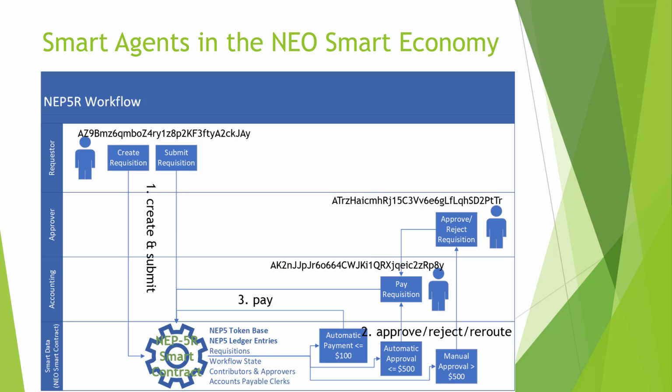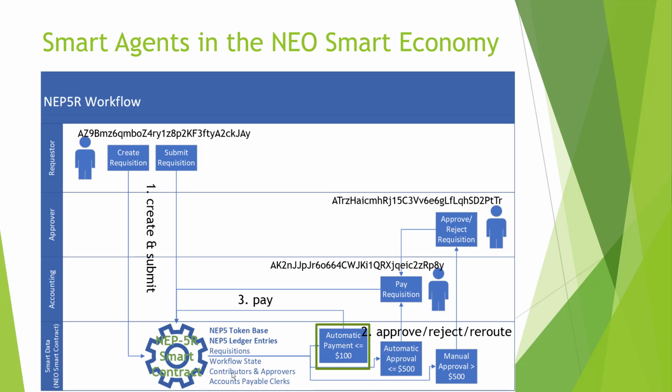So here we have a traditional business process diagram, a swim lanes diagram, and we've got the act of creating the requisition and submitting it. We submit it to the smart contract. That smart contract has a number of entities within it, both non-fungible entities and fungible entities. But more importantly, it enacts a business process and a set of business rules.